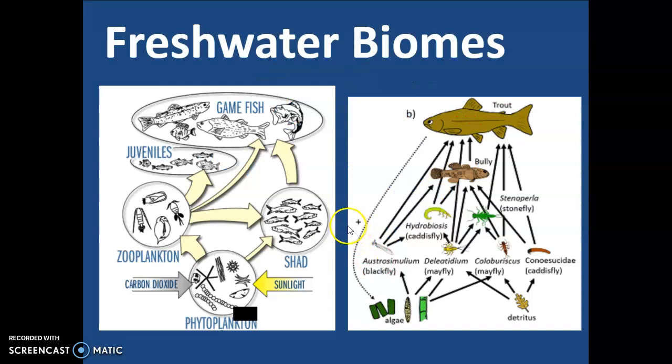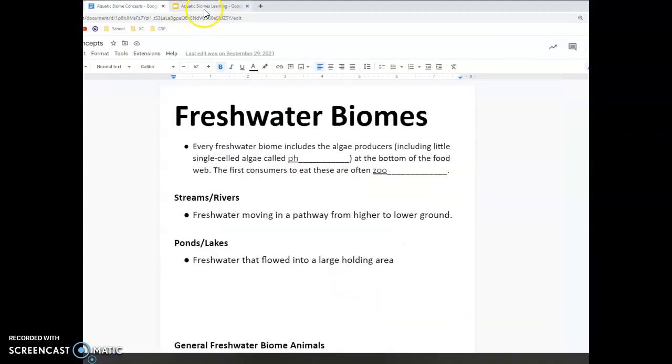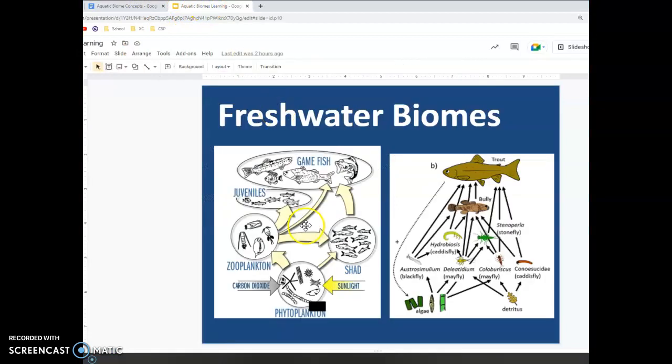So now we are going to pick up on our sheet that you have in front of you with freshwater biomes, and we're going to check this out. This is a very common thing in Michigan rivers and lakes where there's some kind of producer that can do photosynthesis at the bottom of the food web.